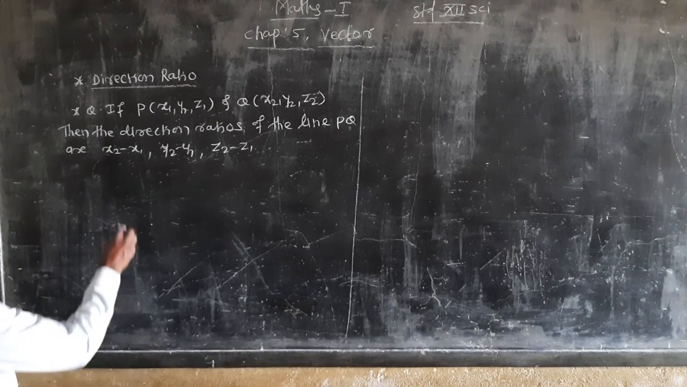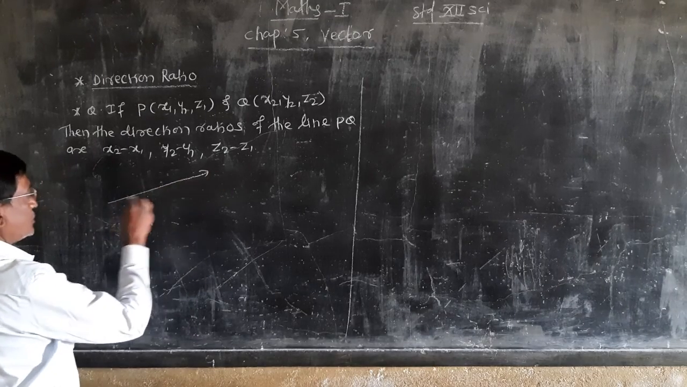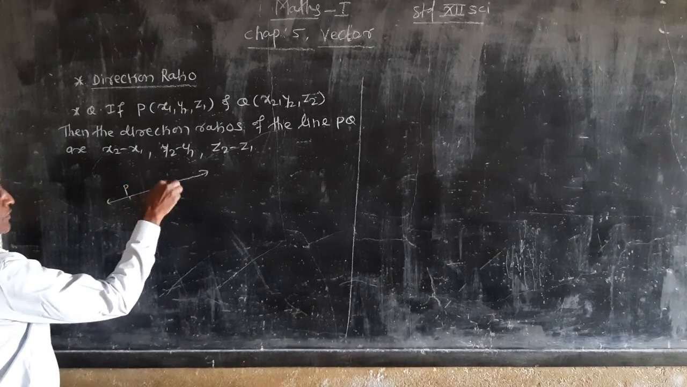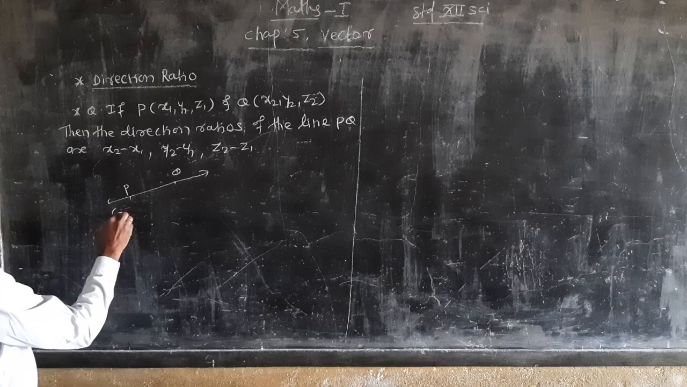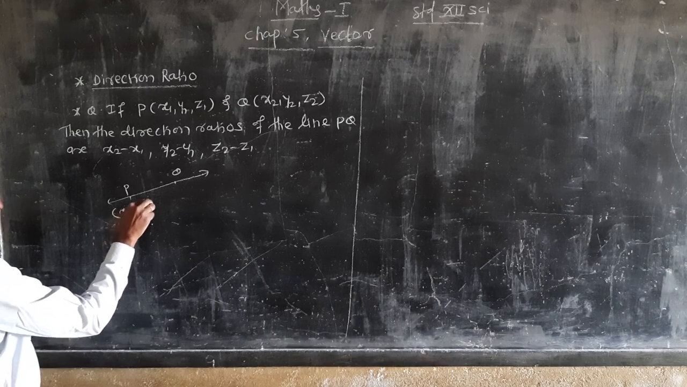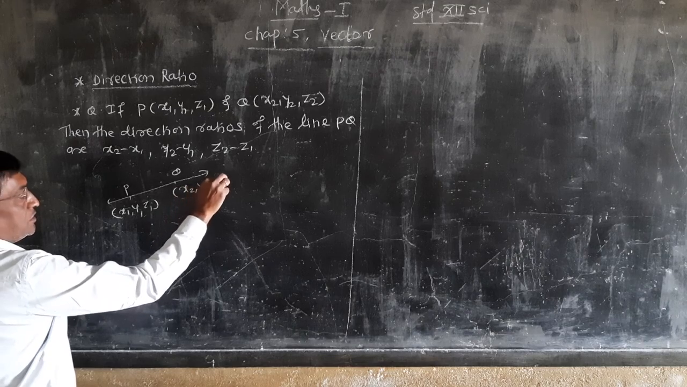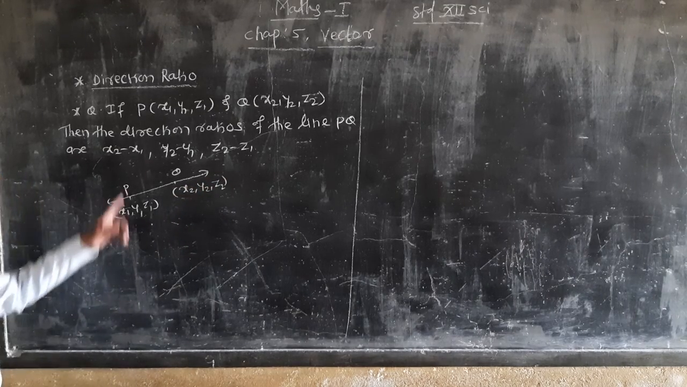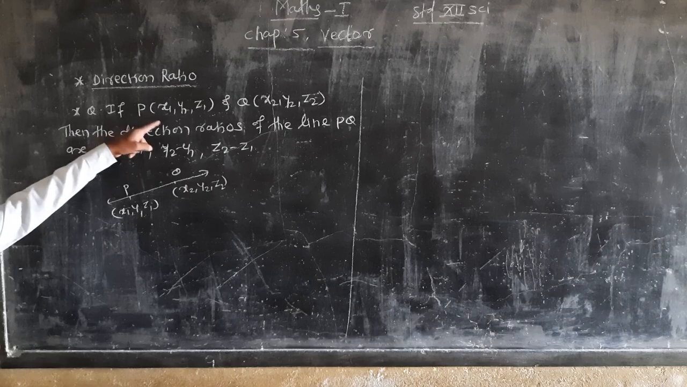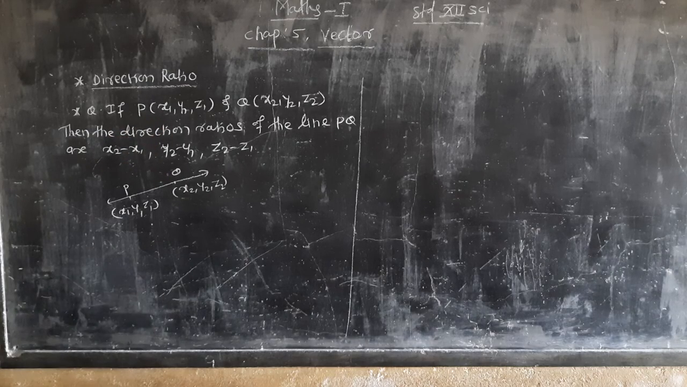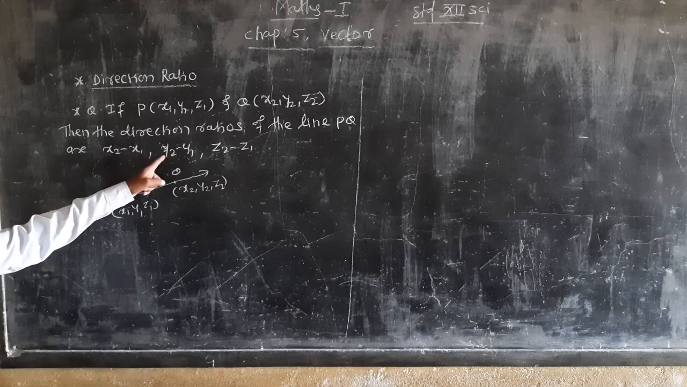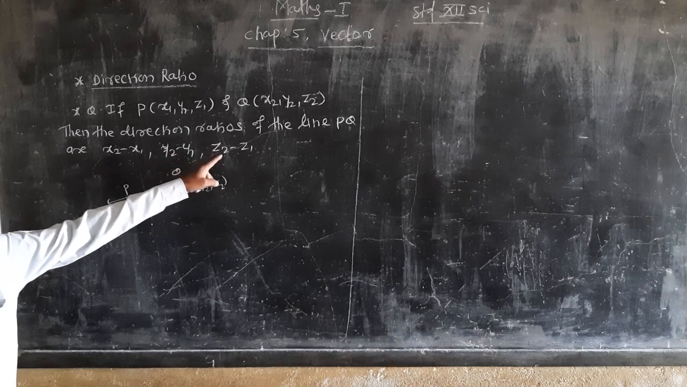Suppose you are given a line PQ, and you know the coordinates of the point P, that is x1, y1 and z1, and the coordinates of Q are x2, y2 and z2. The question is: if P is (x1, y1, z1) and Q is (x2, y2, z2), then the direction ratios of the line PQ are x2 minus x1, y2 minus y1, z2 minus z1.